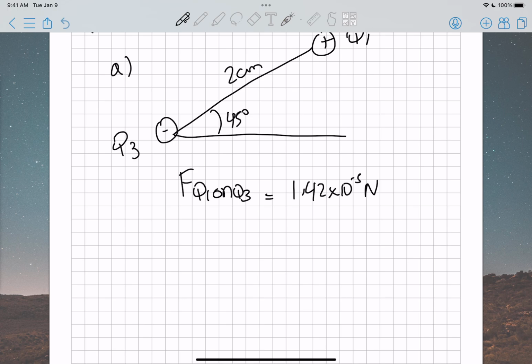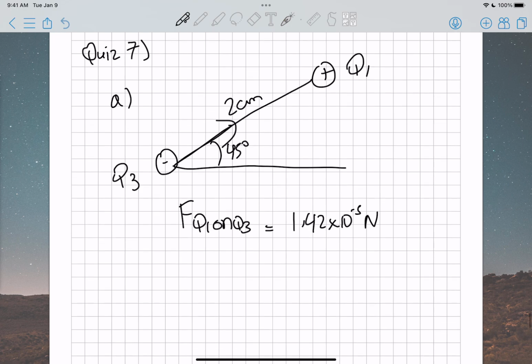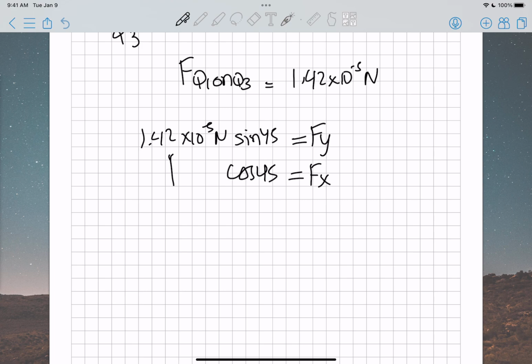And so Q3 would react to Q1 by moving towards it this way, along that axis right there, right? And then we want to figure out the x and y components of the force. So this is just taking 1.42 times 10 to the negative 5 newtons times sine 45 to get my Fy, and then times cosine 45 to get my Fx. Does that make sense?